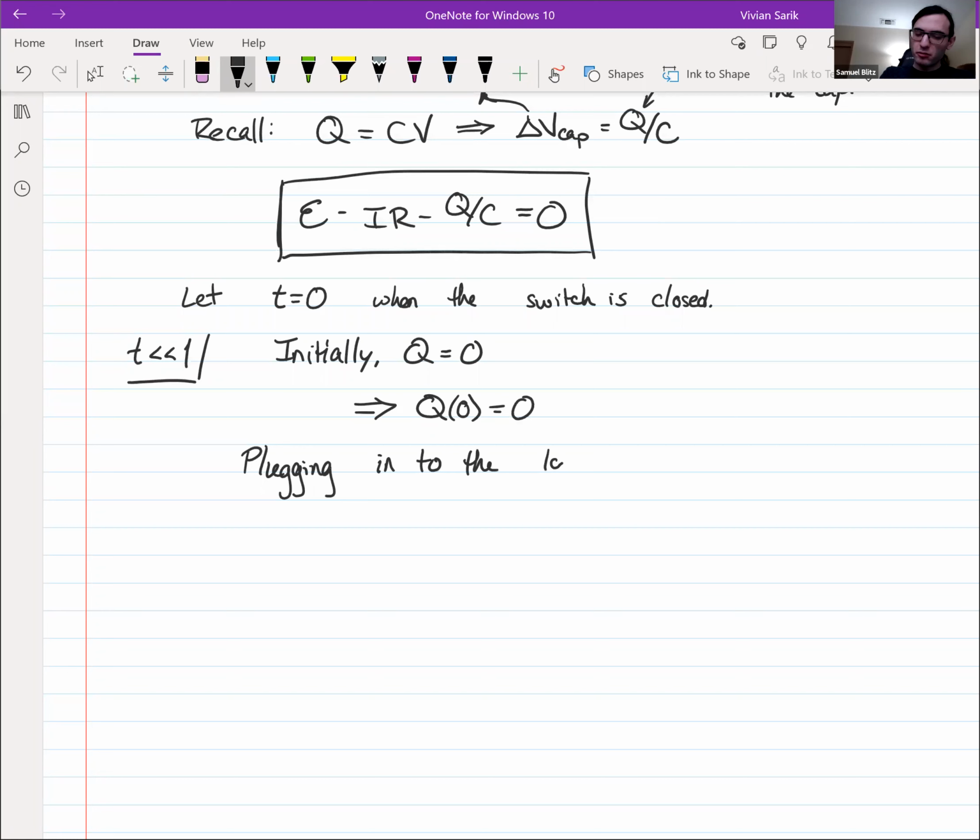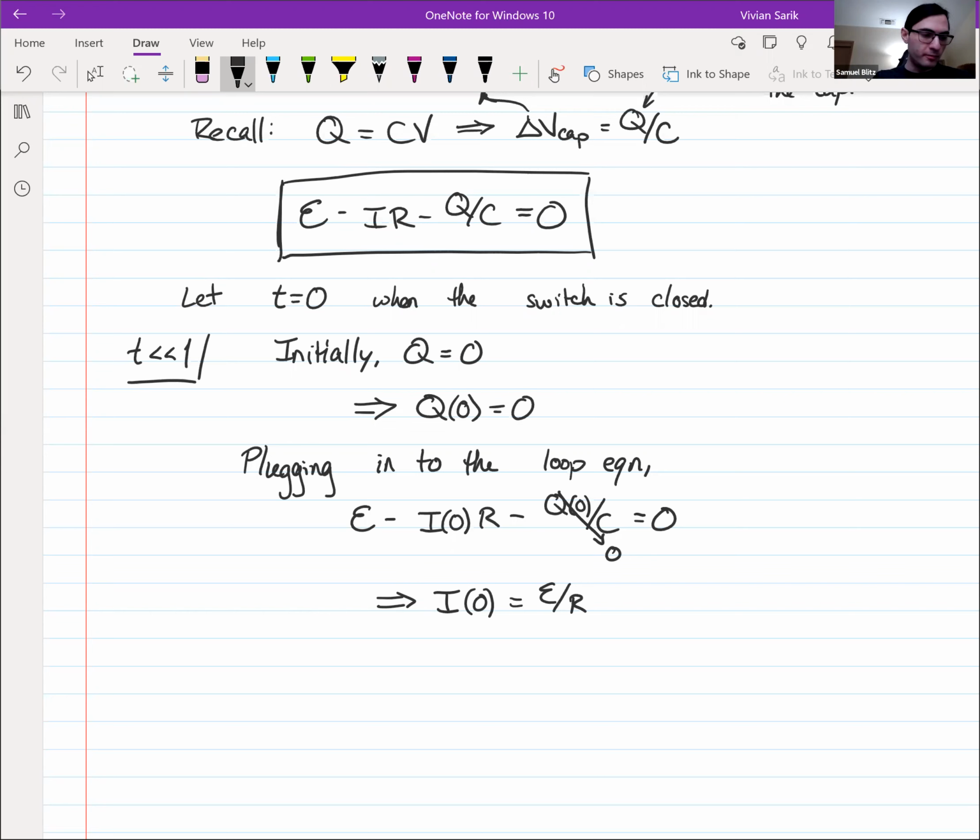So let's do that. We have that the EMF doesn't change. It's just whatever the EMF is of the battery, minus I of 0, because it depends on time, times R, minus Q of 0 divided by C equals 0. Now Q of 0 is just 0. That's what it means for the capacitor to be uncharged. So what this implies is that the current at time 0, right when the switch is closed, is just equal to E divided by R.